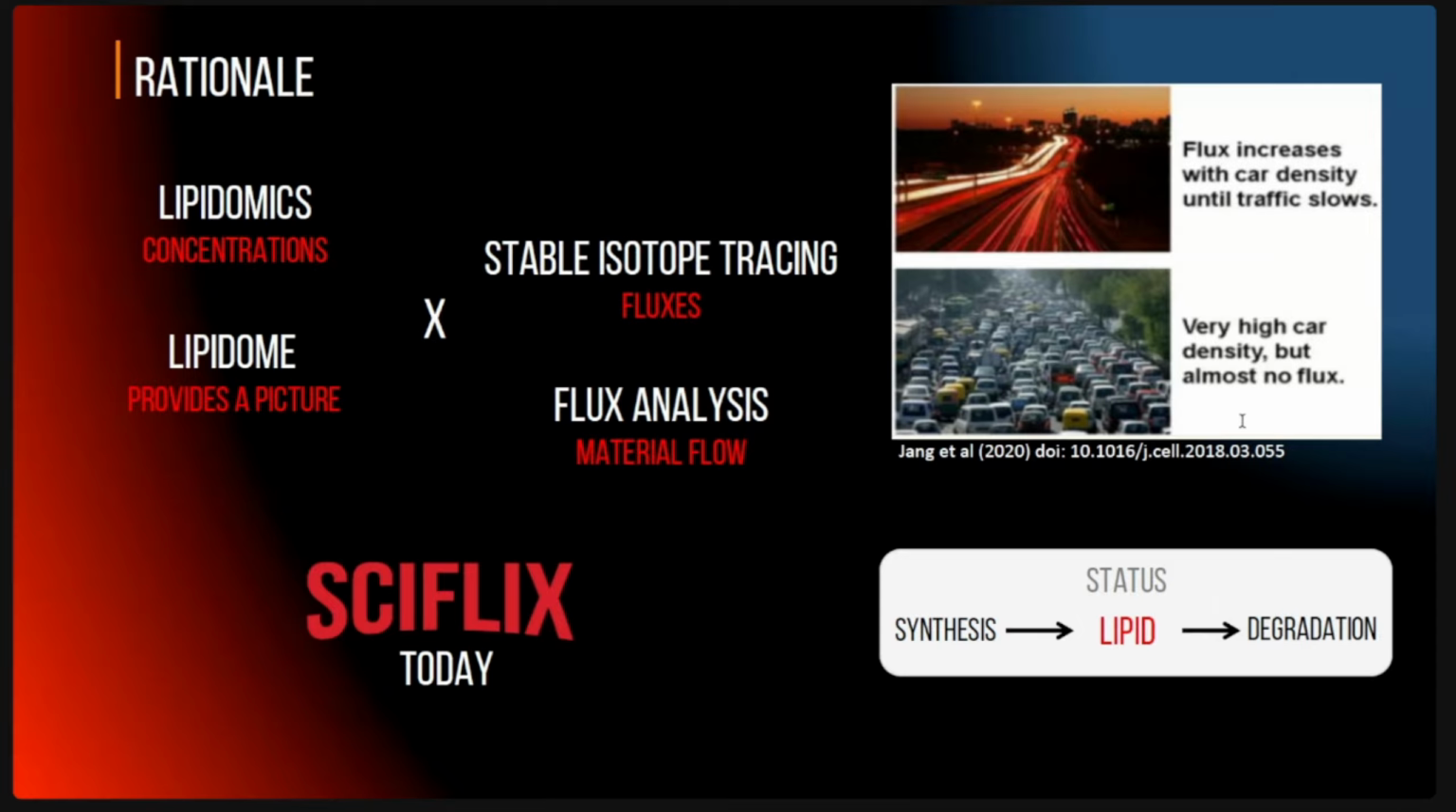So the status of a lipid in a cell equals the rate of synthesis but also the rate of degradation. So it does not really tell us the rate of synthesis or degradation at all. So using stable isotopes, or stable isotopic tracing, will be a way to probe this kind of thing.